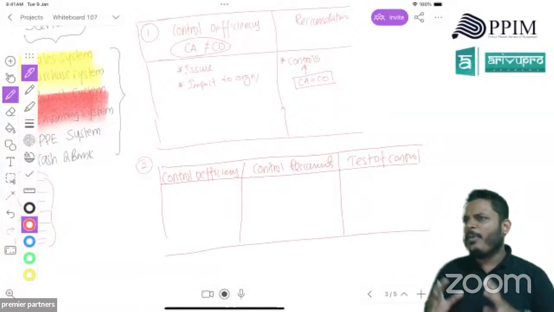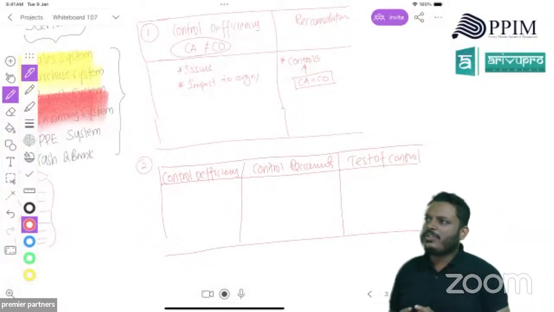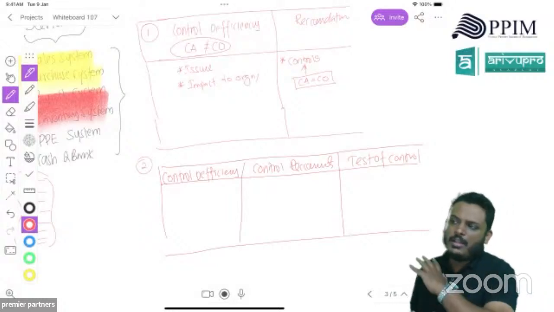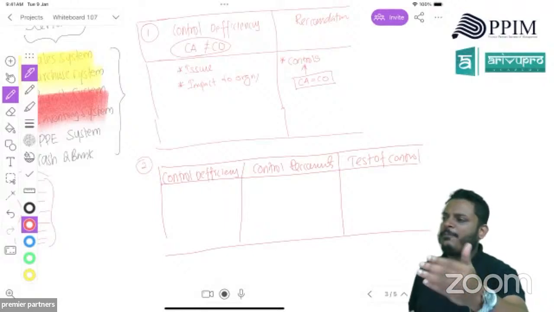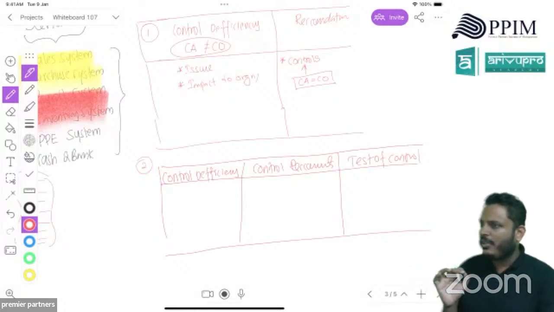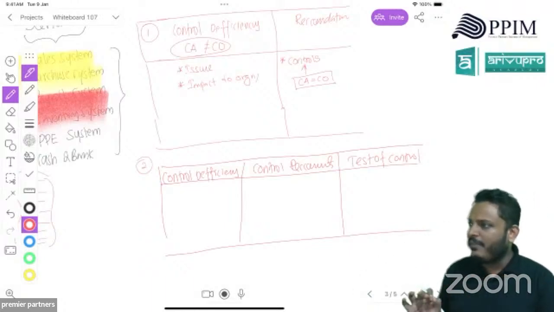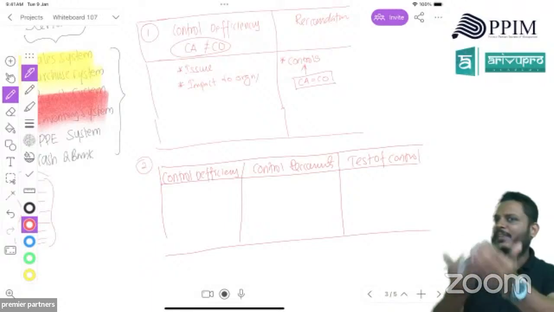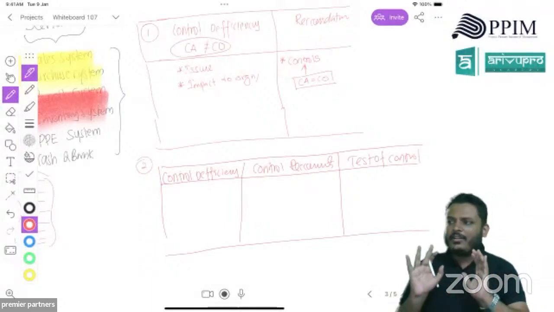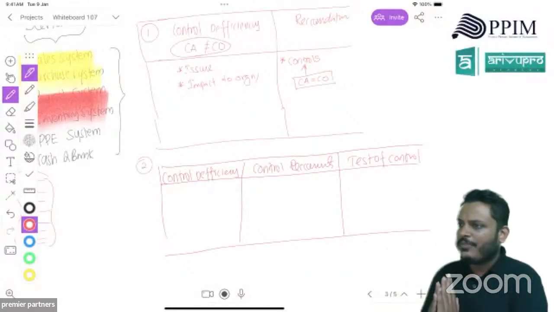Probably it will be a combination of 2 systems, but I'm telling you it is definitely tested, either type 1 or type 2. I think I logically proved in the class how these questions are formed, with the flow charts and all we discussed. I'm not in a position to discuss everything here, but I'm just telling you because it's closer to the exam. Control deficiency, control recommendation, and test of control.